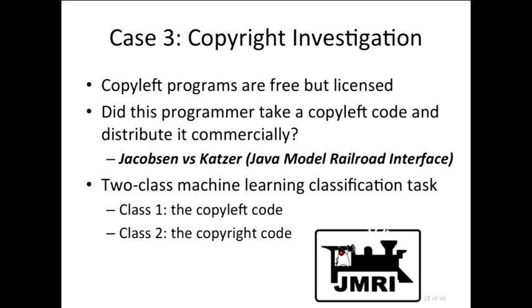In this example, we would like to see if a programmer takes a copyleft code and then makes it copyright. There was a very famous case in North California a few years ago, Jacobson versus Katzer. Jacobson had Java Model Railroad interface code that he put an artistic license on. The artistic license is less restrictive than the copyleft license. After that, Katzer, who is also interested in railroad models and works for Railroad Hobbyists as a software developer, took this code, put a copyright on it, and started distributing it commercially. He also filed a patent using Jacobson's code.